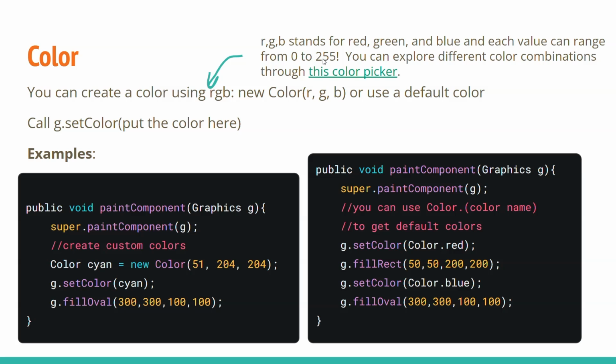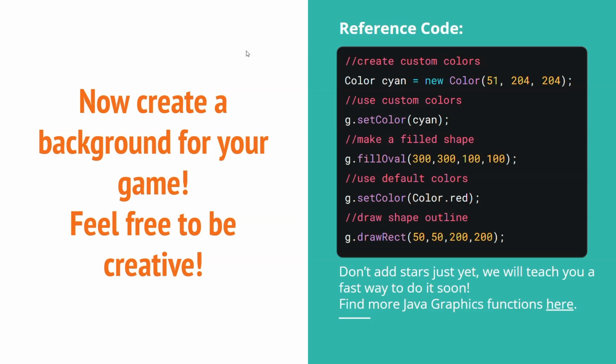Now obviously you can't just know what color is which value, so you can look up an RGB color picker, and then you can pick a color and it'll tell you what RGB value that is. So in this example, we're defining the color cyan as a new color with values 51, 204, and 204, and then we can do g.setColor. The way setColor works is that all your future drawings will be that color until you change it. So from g.setColor, everything after will be red, and then once we set it to blue, everything after will be blue.